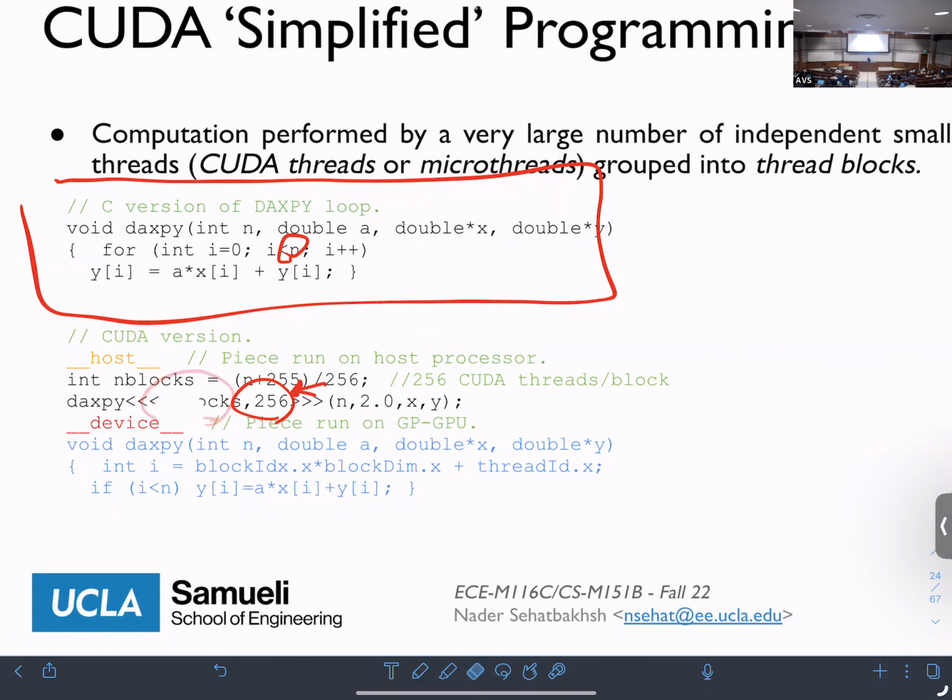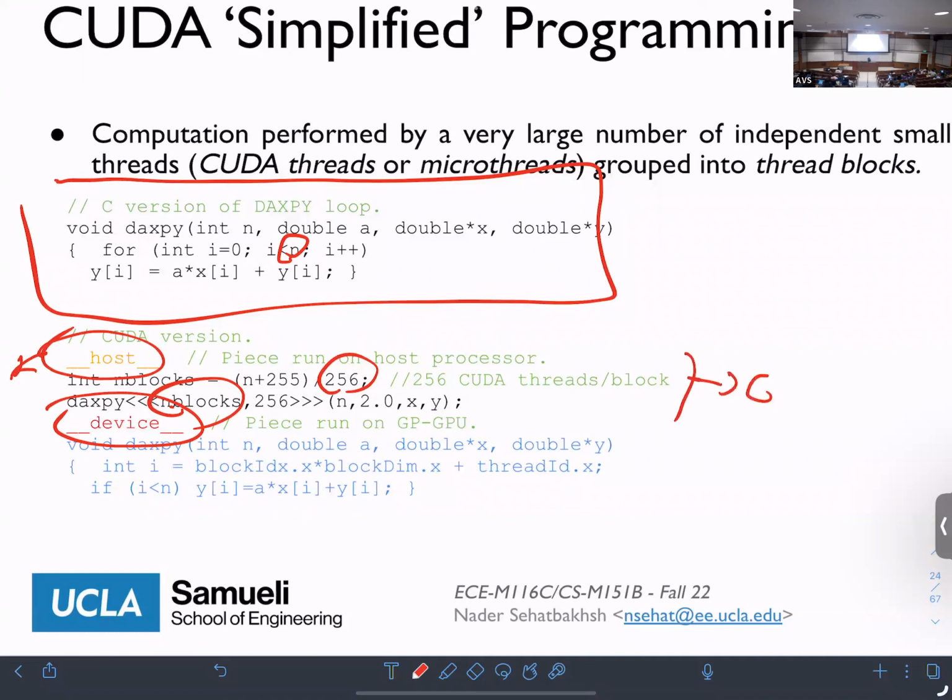So basically what it says is I need to divide it by 256 to get the number of blocks that I need, and that creates my grid. Then what I would do is rewrite this program, and keep in mind the keywords. This host means that this part will be running on the CPU, on the host machine, and the device means that this part will be run on the GPU.